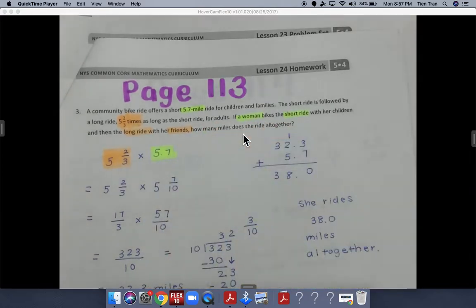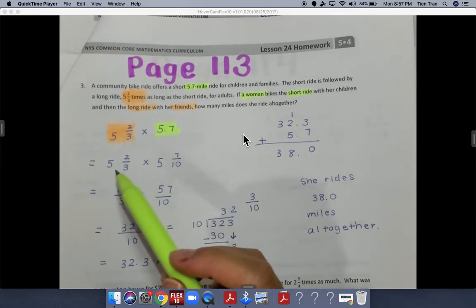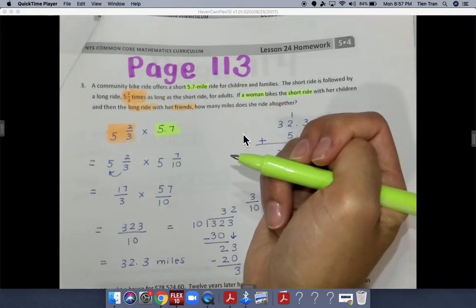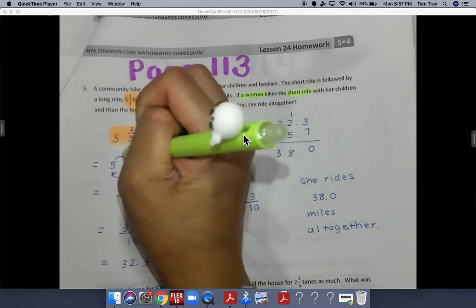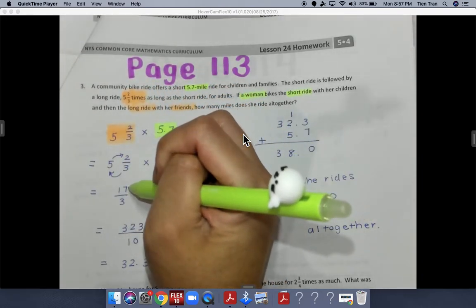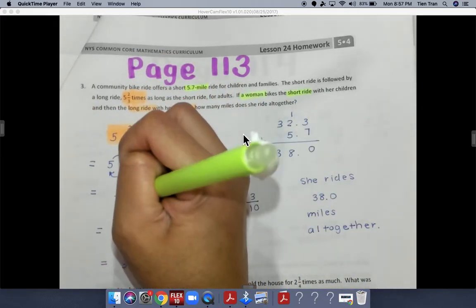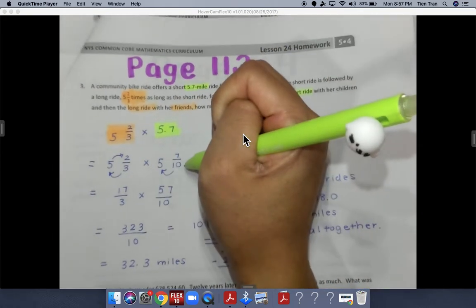Because what I'm trying to figure out is how many miles she is riding altogether, but first I need to figure out how long the long ride is, okay? So I'm multiplying 5 2/3 times 5 7/10. First thing I need to do is change my mixed number into an improper fraction. So 3 times 5 is 15, 15 plus 2 is 17, my numerator is 17 and my denominator is 3. Notice that this 3 and this 3 are the same. They stay the same.